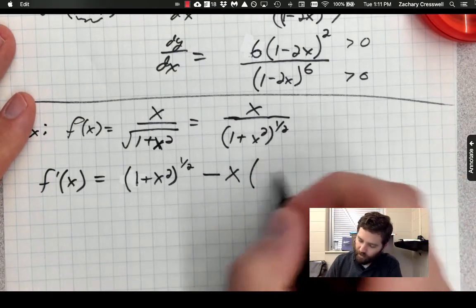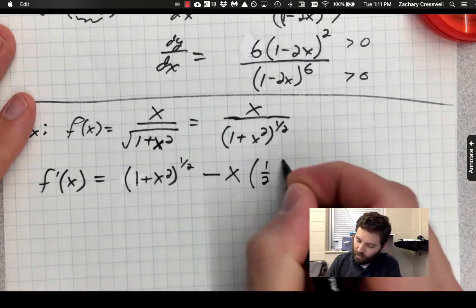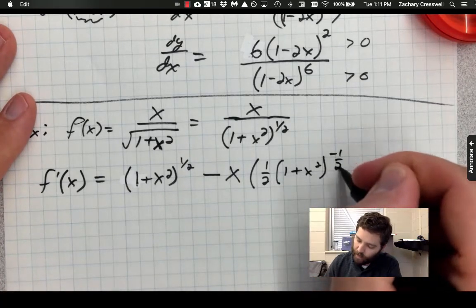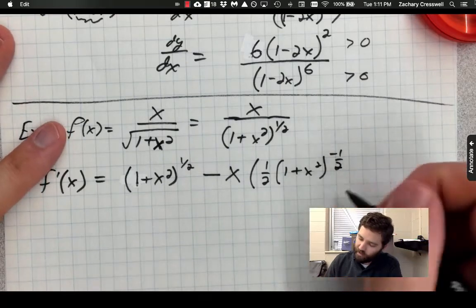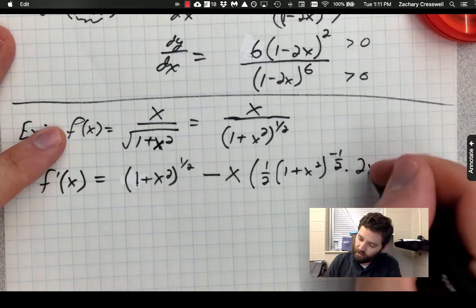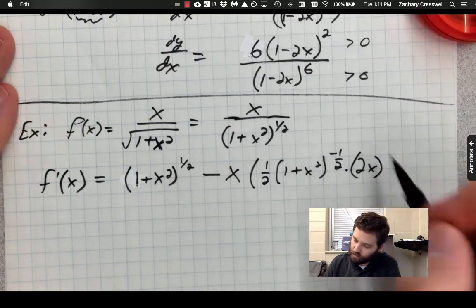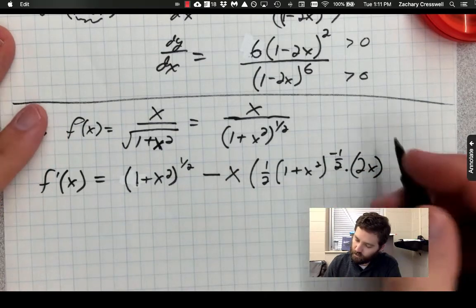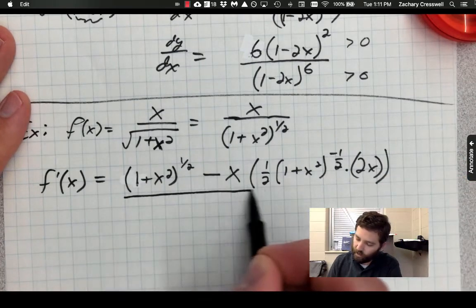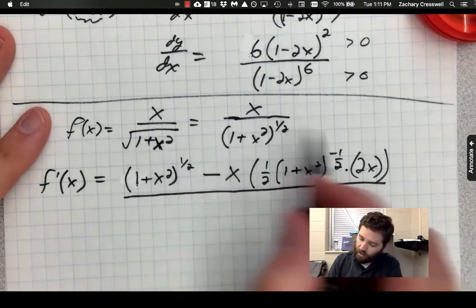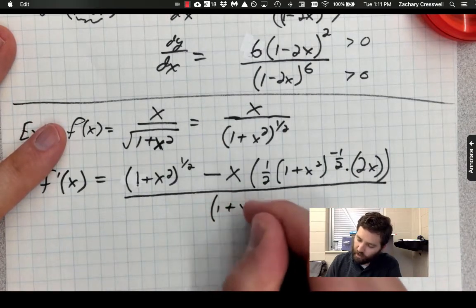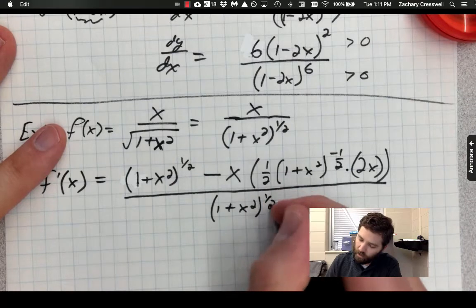Okay, so the derivative of the bottom will be 1/2, leave the inside alone, subtract 1 from the power, times the derivative of the inside, which is 2x, like that, all divided by the denominator squared. So that is ((1 plus x squared) to the 1/2) squared.